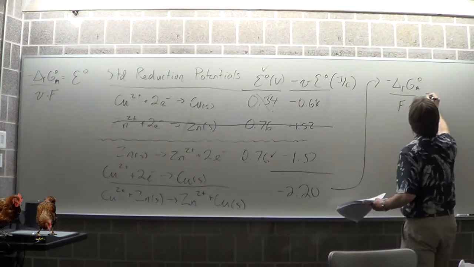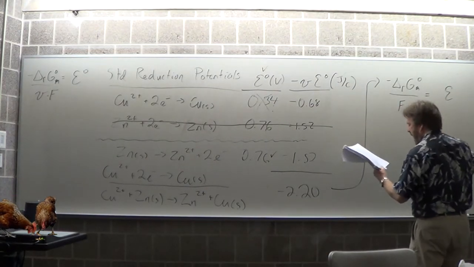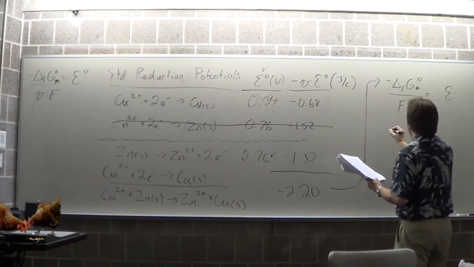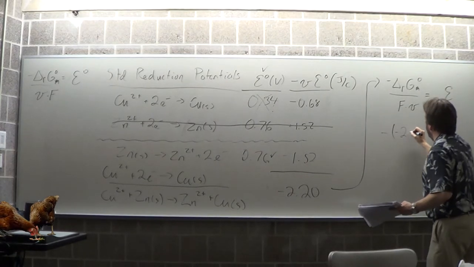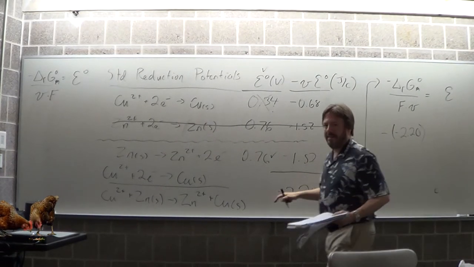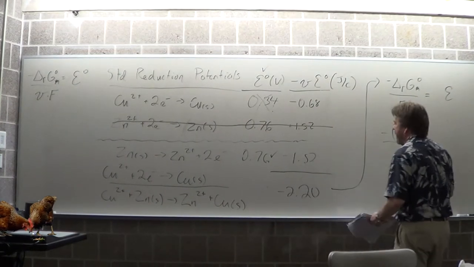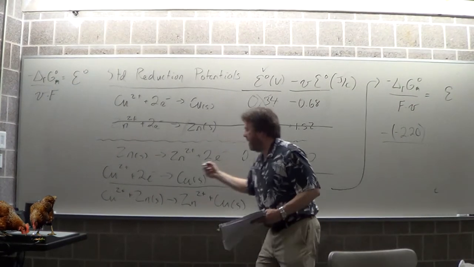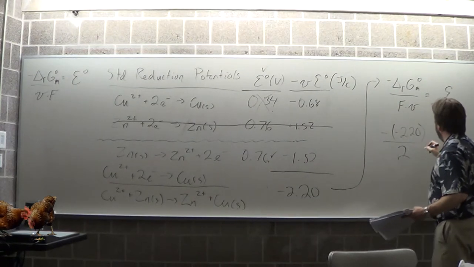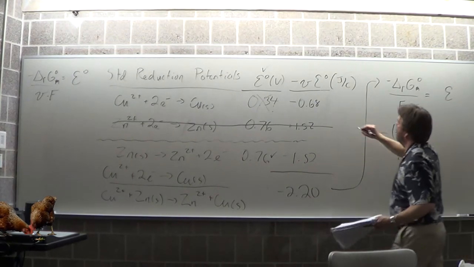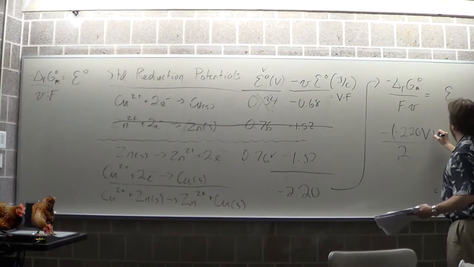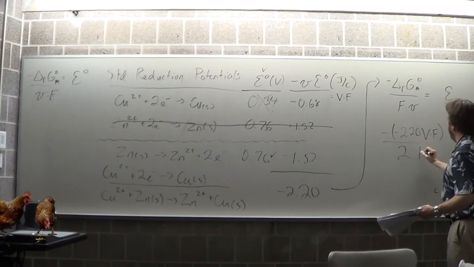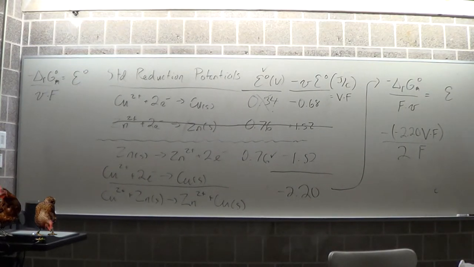So let's do this guy, and this is the voltage. Now I've got minus, and this is where you might screw up, minus 2.20, divided by the number of electrons, which you read off your balance. A joule per coulomb is equal to a volt farad. So we're dividing by Faraday's constant. Don't worry about this, by the way, I'm not going to count off of this. This makes my head bleed.